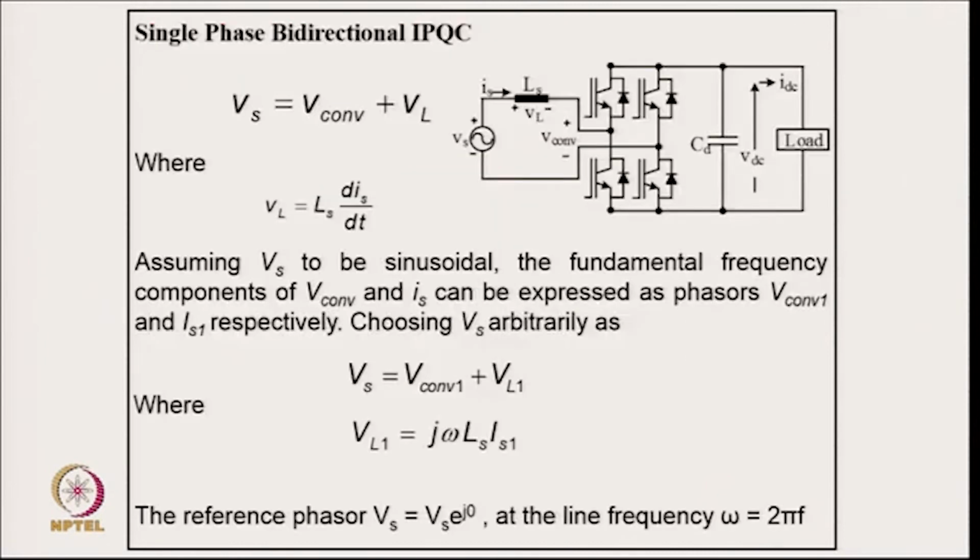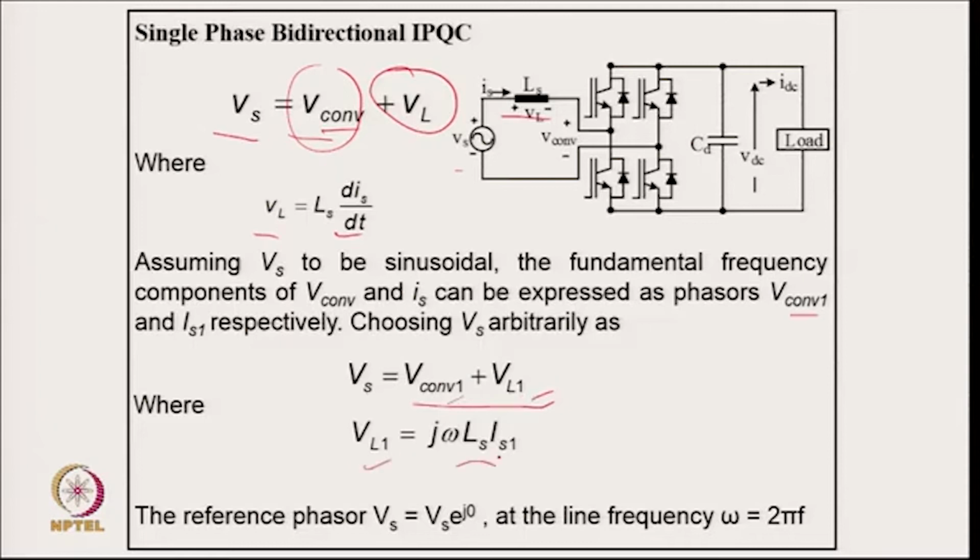So, coming to the interesting part, the design. Here you have the converter fundamental voltage, this is the relation for fundamental voltage, and you have a supply fundamental voltage. We do not expect any harmonics in the supply voltage, but we have harmonics in the converter, that is why we say this is the fundamental voltage. This is the inductor drop voltage, VL equal to Ls dis upon dt. Assuming Vs to be sinusoidal, the fundamental frequency component of the converter voltage and Is can be expressed as phasors V converter 1 and Is1 respectively. Choosing Vs as the reference, only the fundamental should be there.